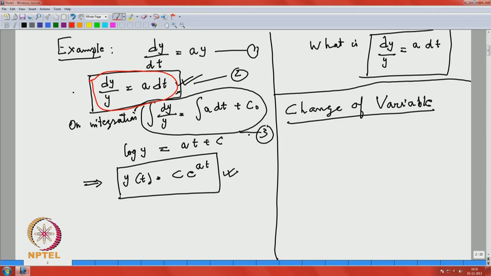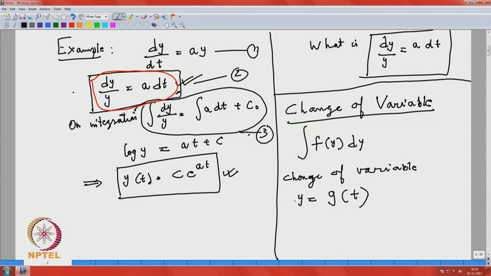How does a change of variable formula look, which is what we are going to explain, but you will see it in the preliminaries. Suppose you want to integrate the integral of f of y dy, and you are making a change of variable. Here y you view as the independent variable as far as this is concerned. And then you are making a change of variable y equal to g of t, so you have the independent variable y, and you are going to a new variable t via this relation.